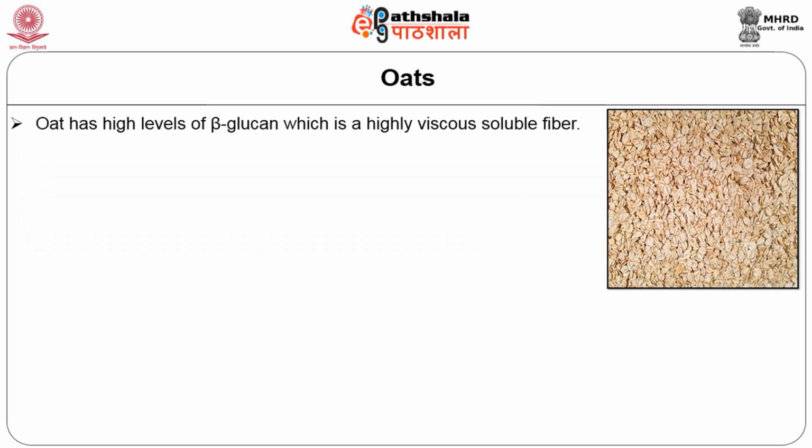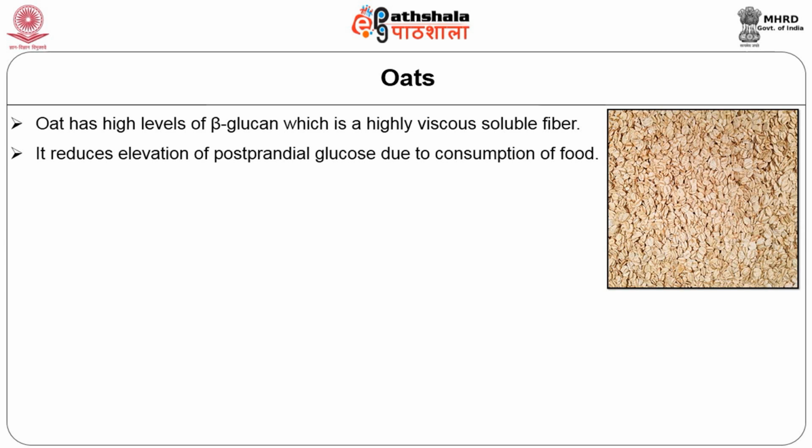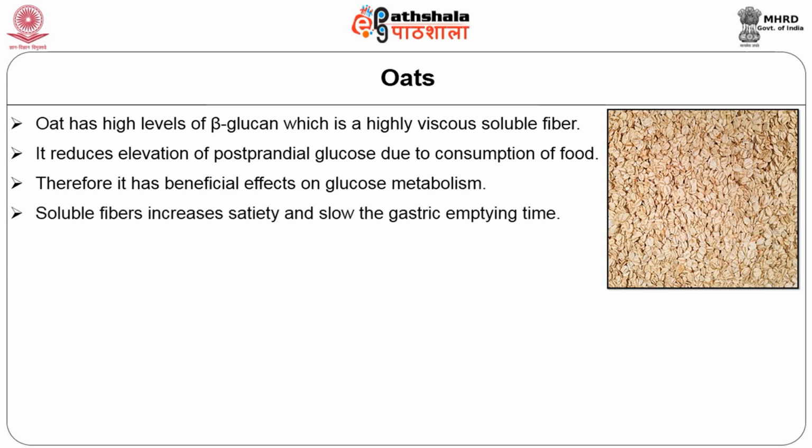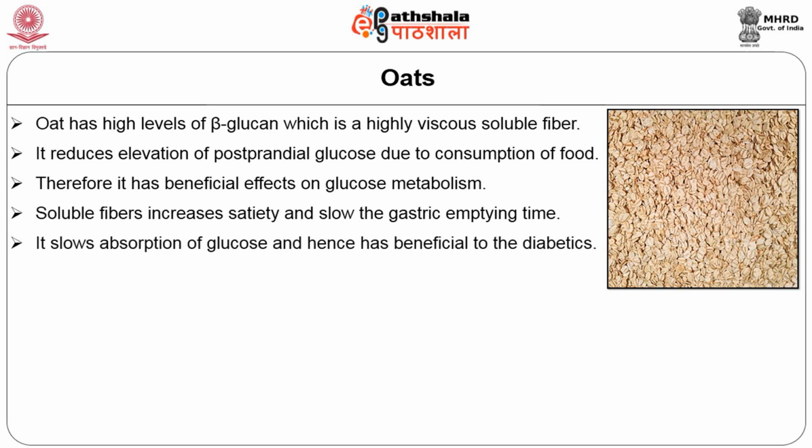Oats has high levels of beta-glucan, which is highly viscous soluble fiber. It reduces elevation of postprandial glucose due to consumption of the food. Therefore, it has beneficial effects on glucose metabolism. Soluble fibers increase satiety and slow the gastric emptying time. It slows absorption of glucose and hence has beneficial health effects for the diabetics. The beneficial effect is definitely due to the viscosity of this fiber.